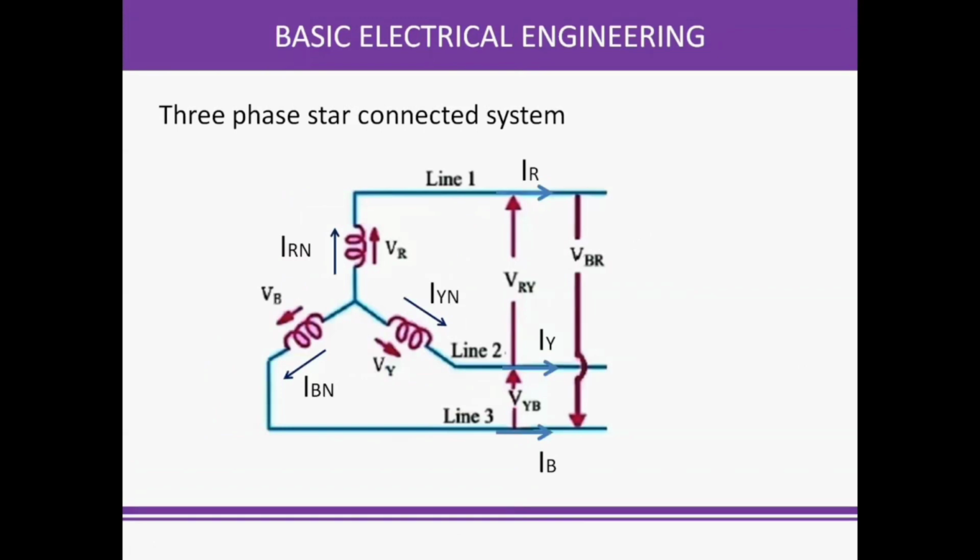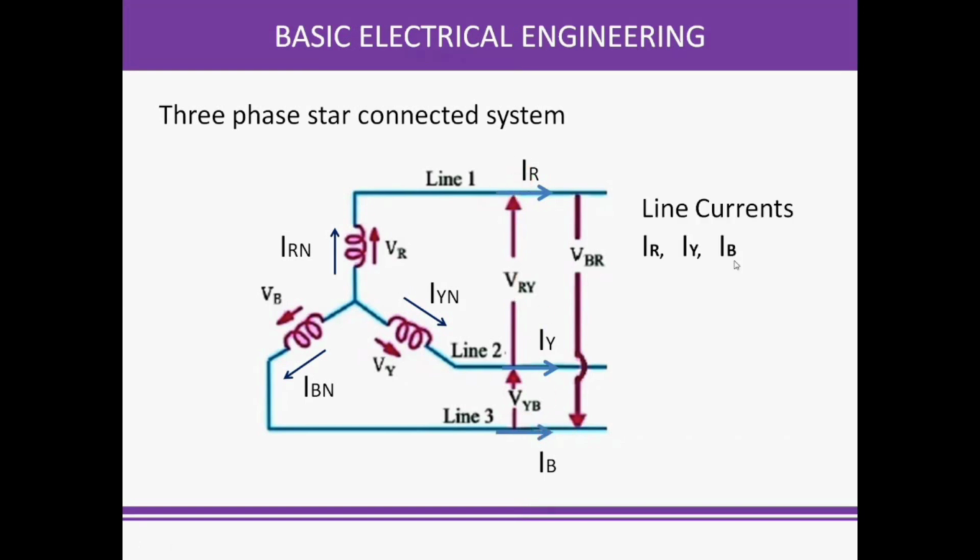Next, we'll move on to the other two concepts. What is the line current? The current which flows through the line is called the line current. Now we have here R, Y, B lines. IR is the current in the R line, IY is the current in the Y line, IB is the current in the B line. So we have three line currents: IR, IY, IB.